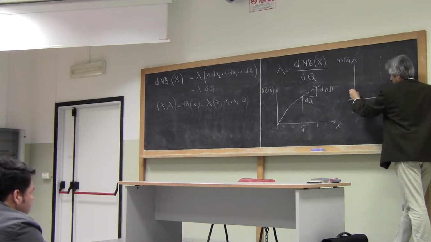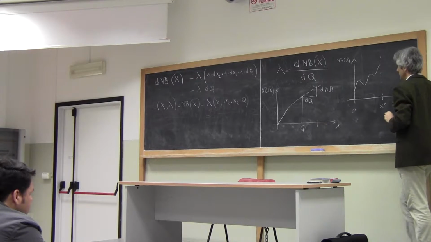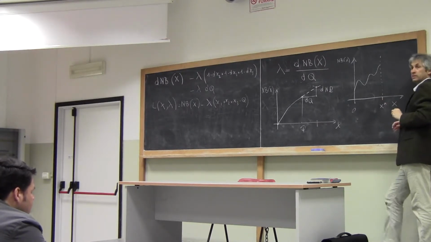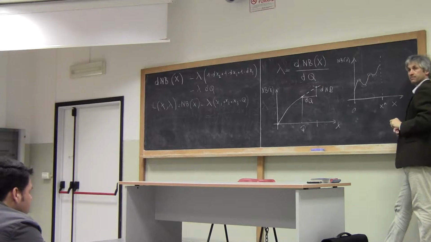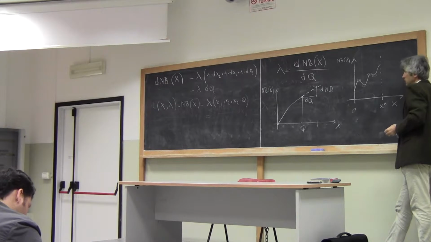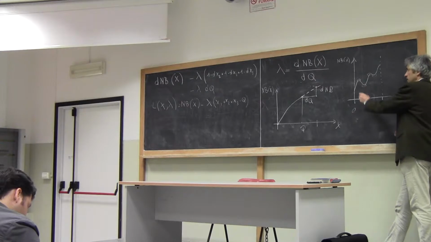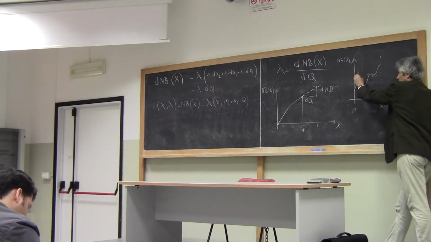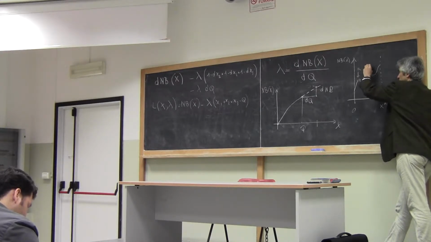And let me make a very simple example. Let's suppose that you have a benefit function like this one. So, how many solutions would you find in this case? You would find 1, 2, 3, 4 solutions. Two maximum and two minimums. Among the two maximum, one is relative, this is relative, and this is absolute.